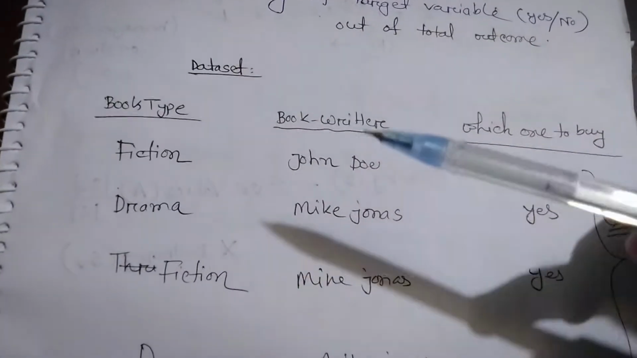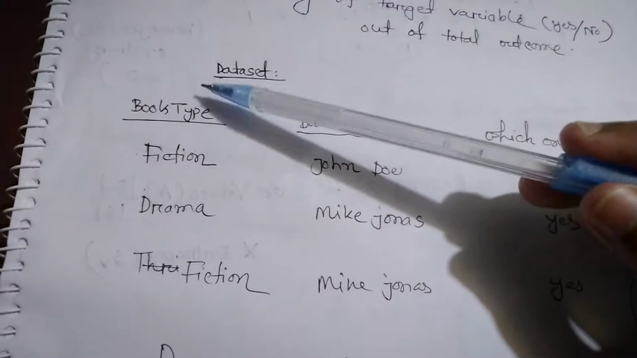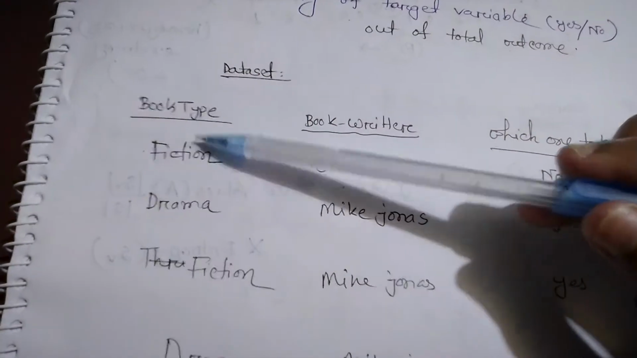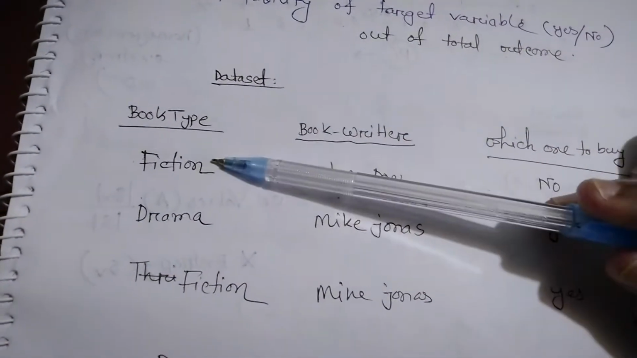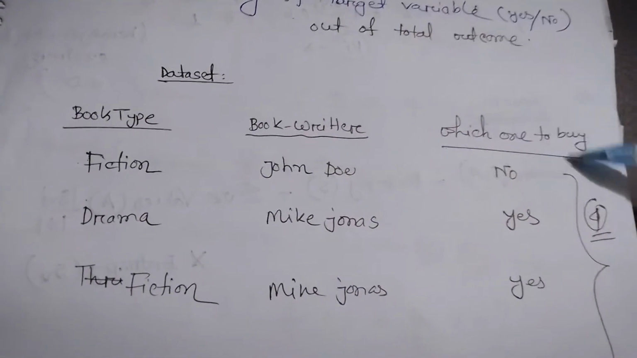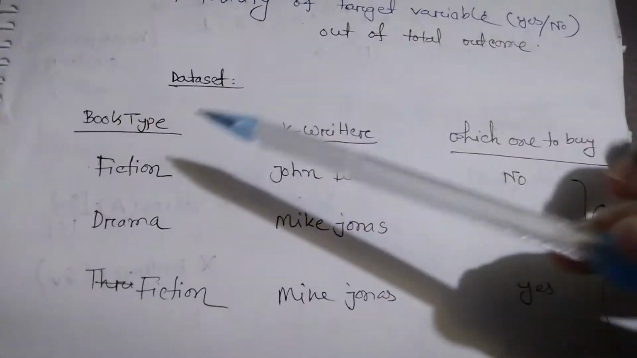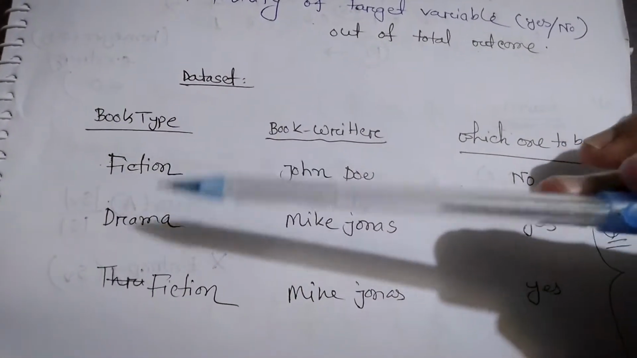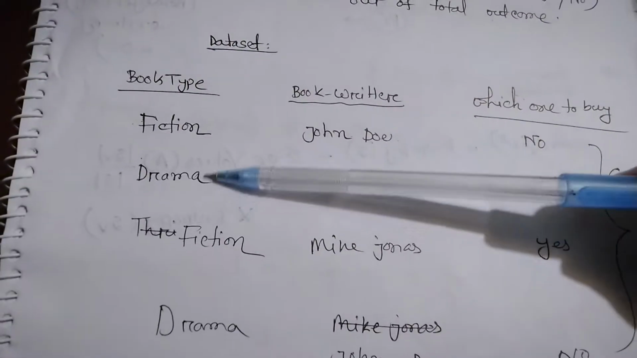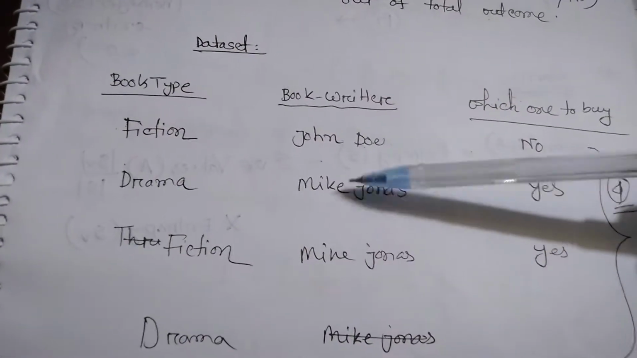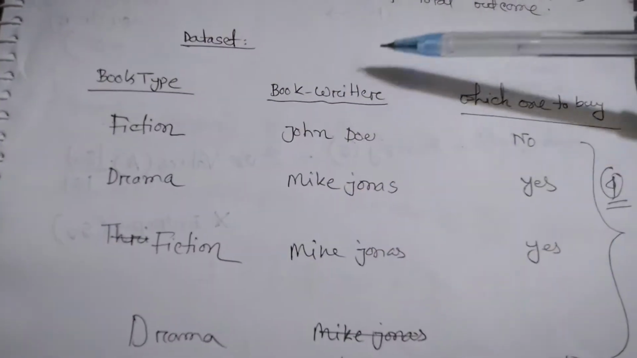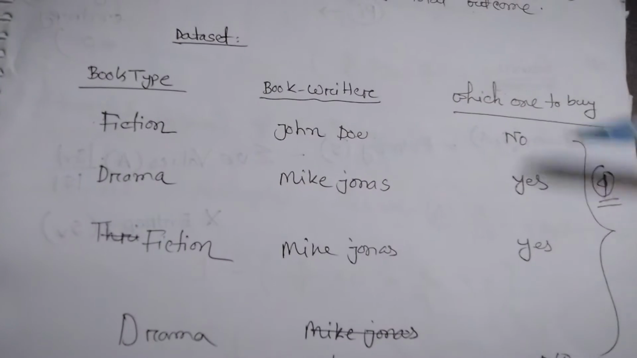So let's understand by a simple dataset. Suppose we have a variable table head which is book type. We have fiction, drama, fiction. Okay, we have two types, fiction and drama. And our book writer, if it is fiction, is John Doe, and there is a label column: do you want to buy it? No. If you take a decision that you are buying a fiction book and its writer is John Doe, then you are not going to buy it. And if your book type is drama and your book writer is Mike Jonas, then you are buying it. And the book type is another which is fiction. If your book writer is Mike Jonas, then you are going to buy it.